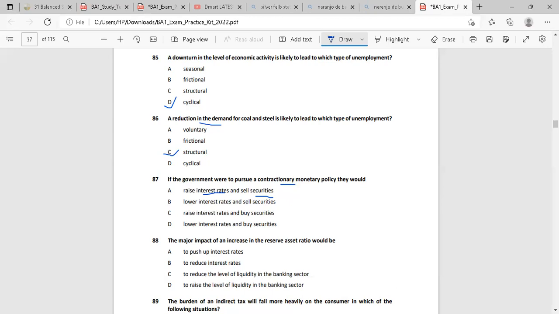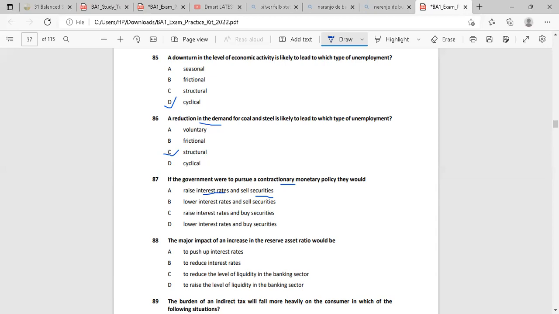So what measures are taken? It talks about two aspects. Interest rates. Will the interest rates be increased or decreased? Let's first discuss that part. Interest rates will be increased to discourage people from taking up more productive activity. So it is definitely about raising interest rates.